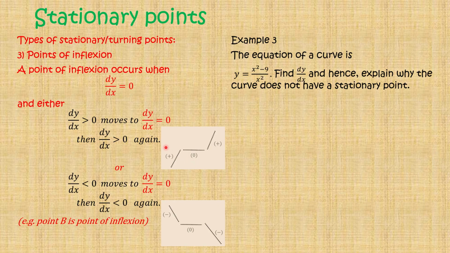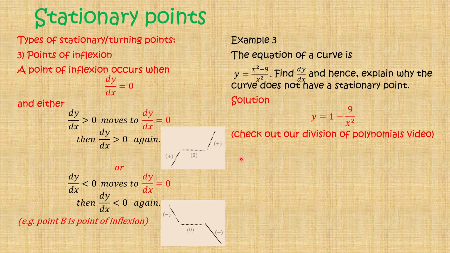Now let's take a look at the final example. The equation of a curve is y equals x squared minus 9 over x squared. Find dy dx, and hence explain why the curve does not have a stationary point. Now, the solution. We know that we can actually express y in terms of 1 minus 9 over x squared. We covered such in the topic polynomial divisions. So make sure to check them out. We explain a lot of this concept in those videos.